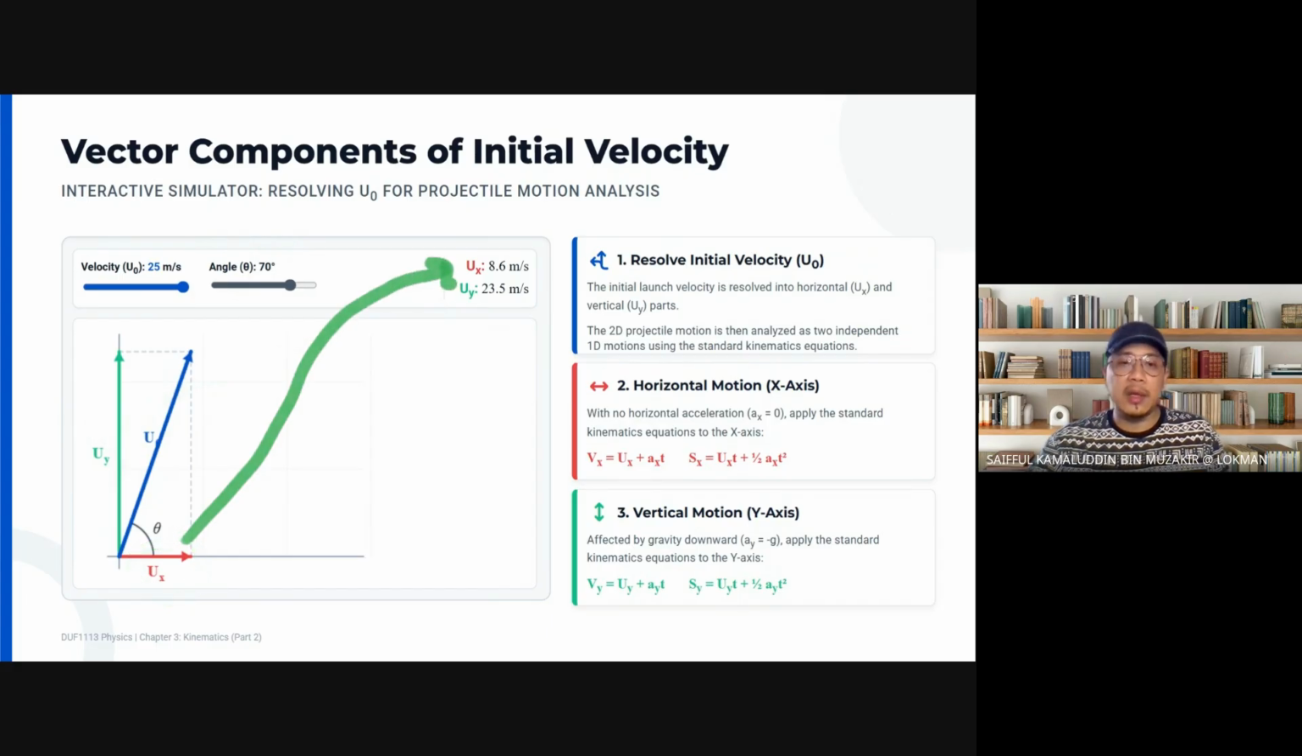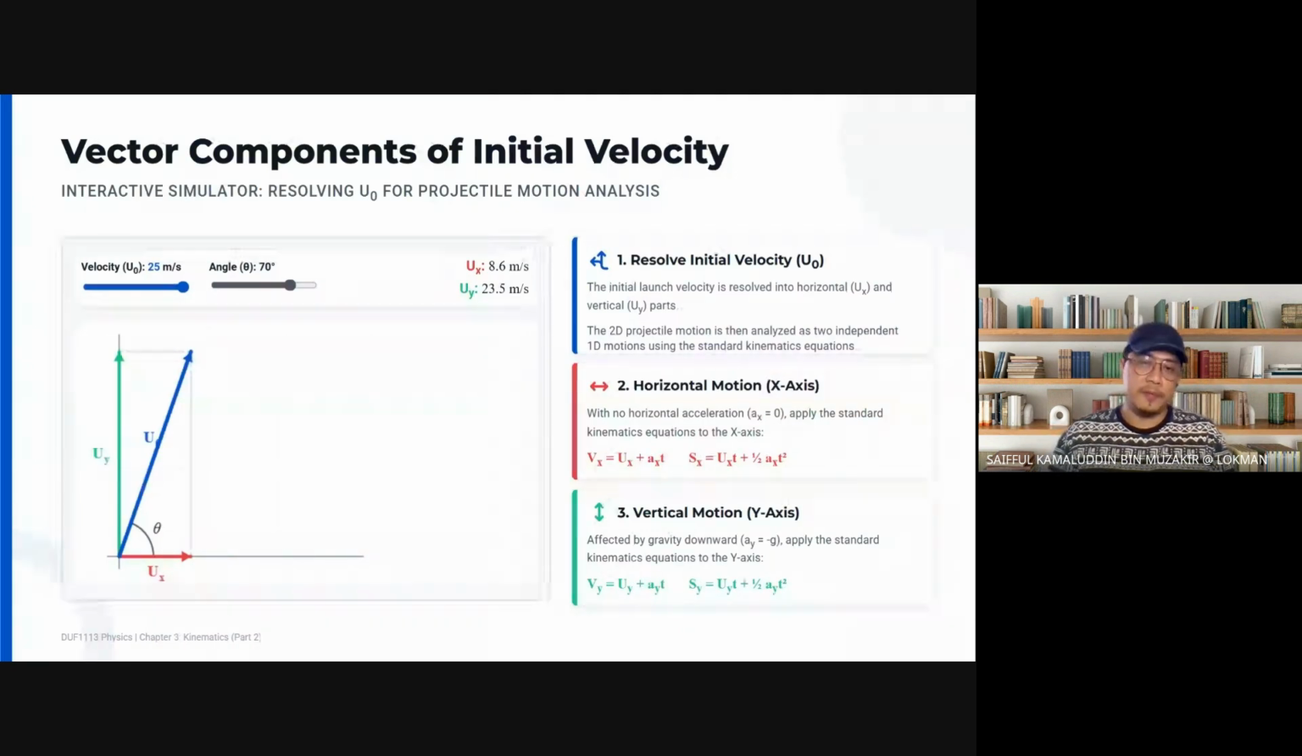Both are positive. And look again at the diagram. Yes, UI is facing upward, or positive. UX is going rightward. It is also positive. So this is how you resolve the UX and also UI. This will be your first step. Remember, in projectile motion, this is always your first step. If you have the U, resolve it into UX and UI. So after you have resolved, what else do you want to do? So comes the next step.